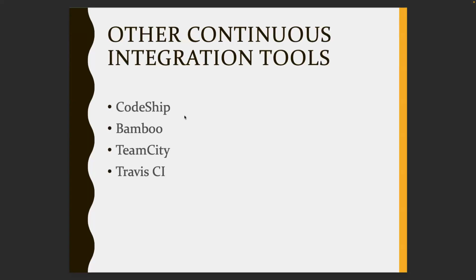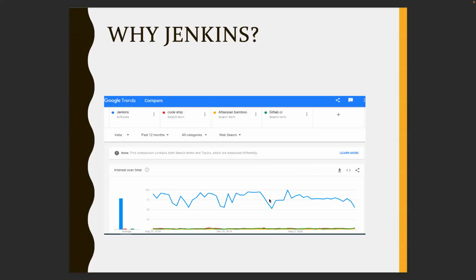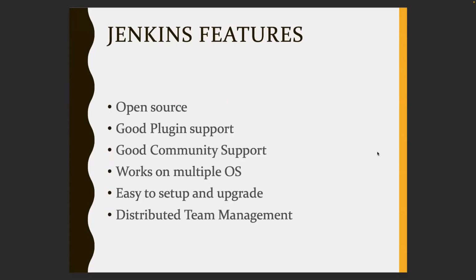Right? So other continuous integration tools are CodeShip, Bamboo, TeamCity, and Travis CI. And why Jenkins? Why do you need Jenkins? See, Jenkins is very widely used when compared with other tools. And the blue one is for Jenkins, right? And other tools like CodeShip, Bamboo, GitLab. GitLab is picking up, but again, Jenkins is the market leader in this category. If you learn Jenkins thoroughly, you can switch over to other tools very easily. So good to go, or any questions till this part from anyone?